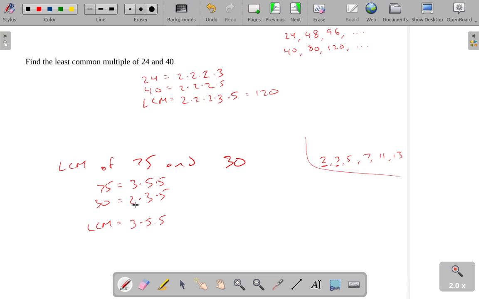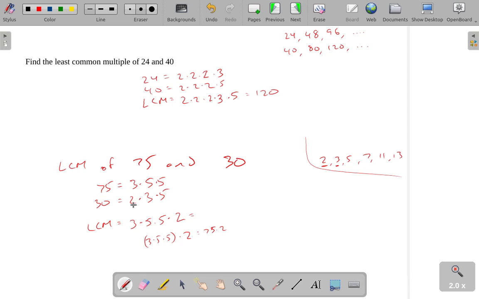Now let's look at the 30. It says we need to have a 2. We don't have any 2's though, so I'll go ahead and write a 2 down. It says we need a 3. We have a 3. It says we need a 5. Well, we actually have two 5's. That's plenty. And so this right here would actually be enough. We could write this, 3 times 5 times 5 times 2, as 75 times 2, just showing that whatever number we get here is going to be a multiple of 75.